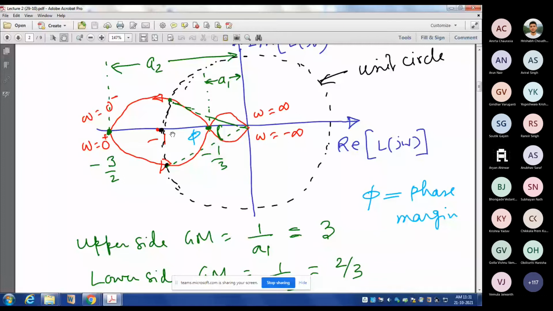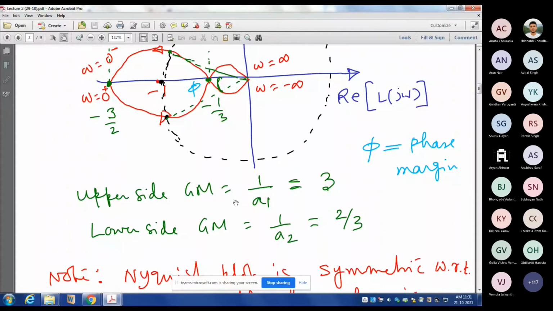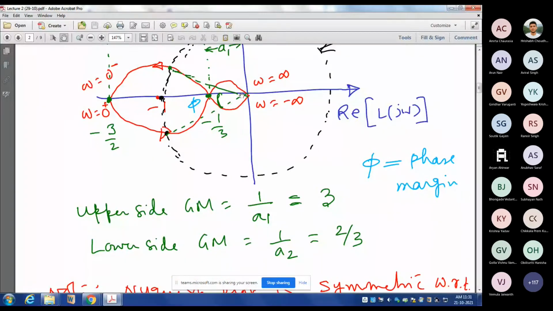So the upper gain margin is 1 by a1. a1 is this distance, and a2 is this distance. So 1 by a1 is 3, and 1 by a2 is 2 by 3. Here you can see the phase margin is this one. Although I have marked it, I have not calculated it. But you can calculate it easily by determining what the magnitude is here.